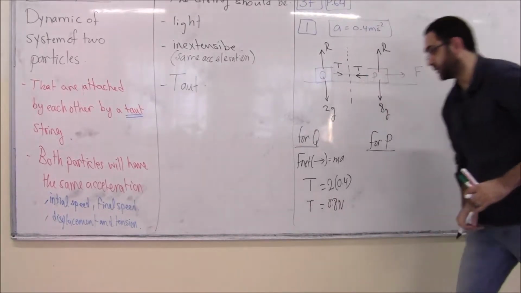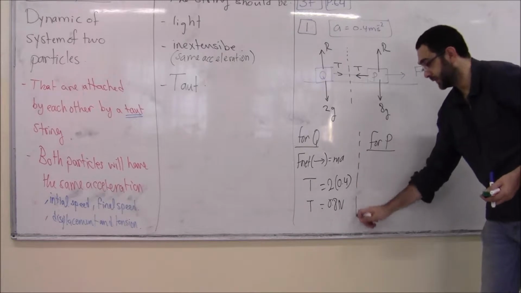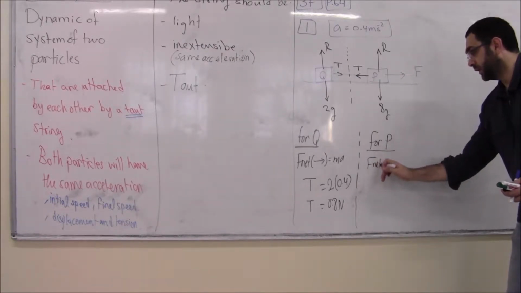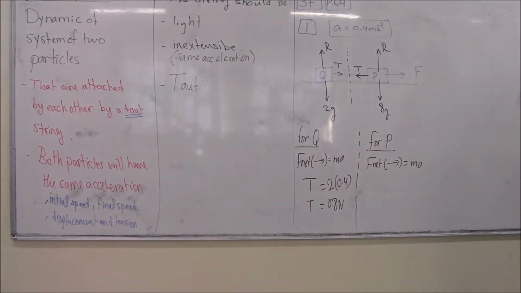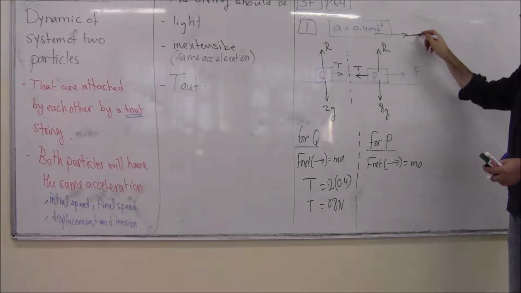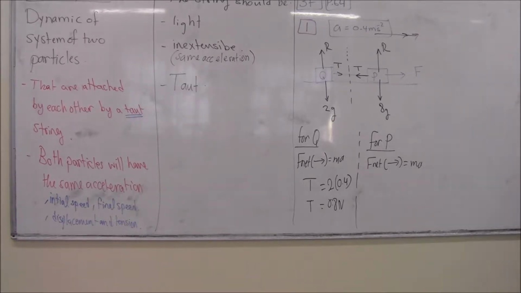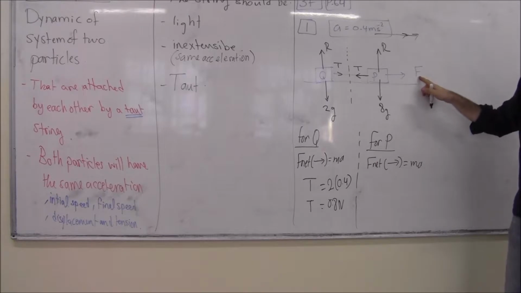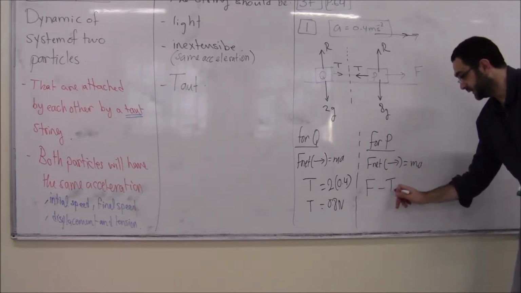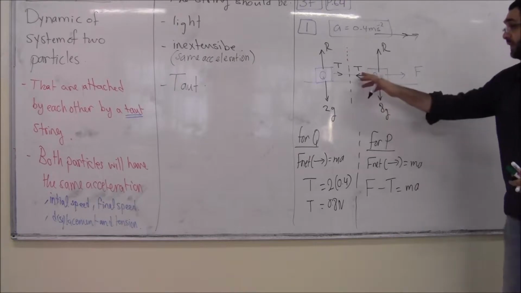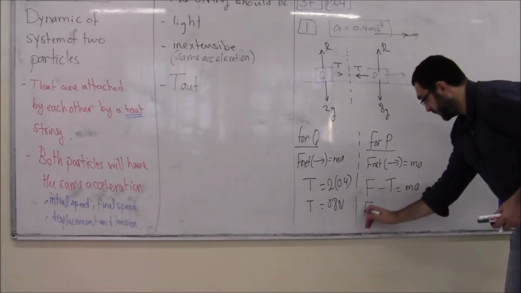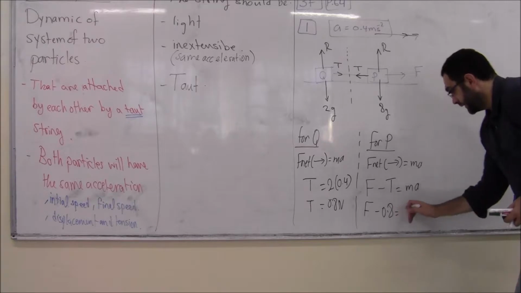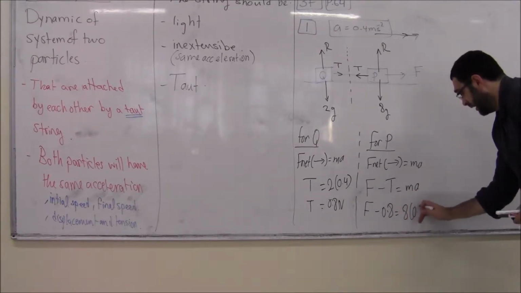This is the tension. For P, F net along this direction also equals ma, because the motion is in this direction. What do we have along P? F minus T equals ma. We have T now, which is 0.8. If the string is taut, both will have the same tension. So F minus 0.8 equals 8 times 0.4.